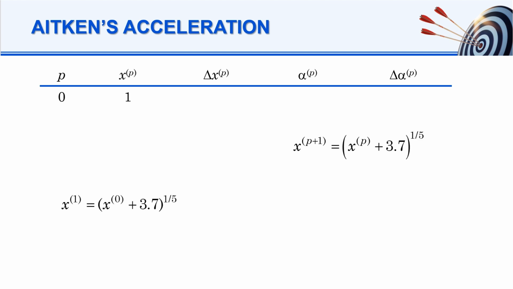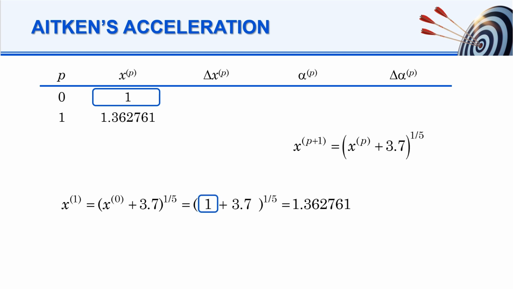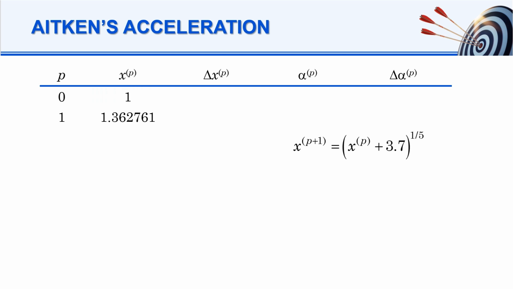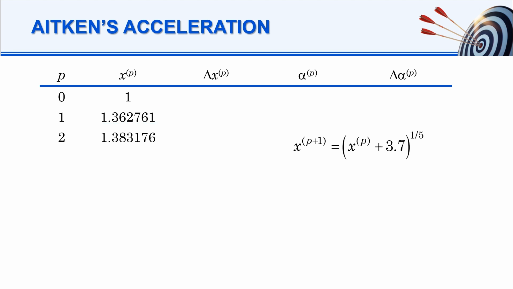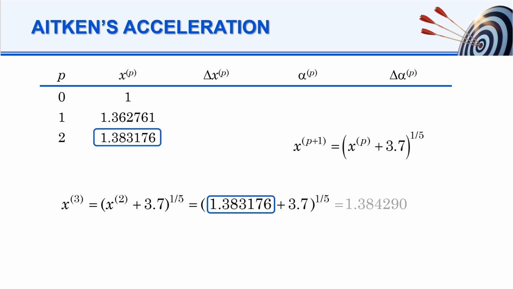Using the initial guess value of 1, we find a new estimate x1. Next, using x1, we calculate the second estimate x2. Subsequently, x3 and x4 are calculated in the same manner using the prior estimates.